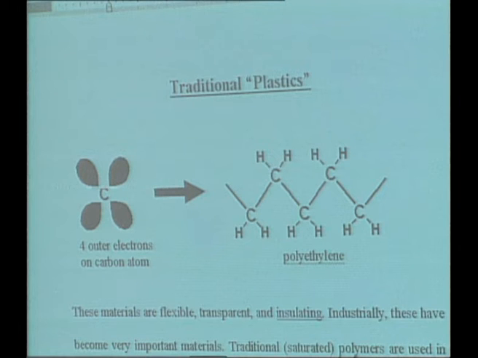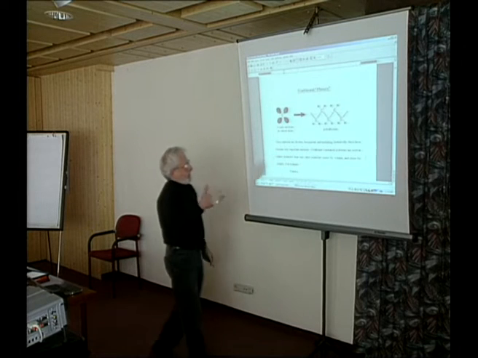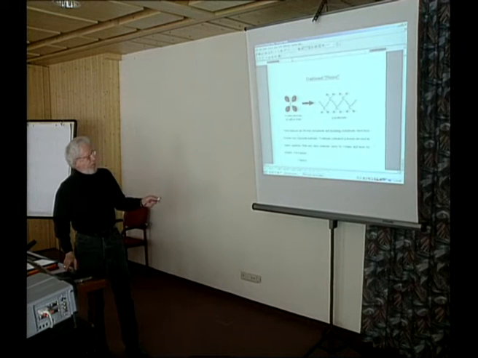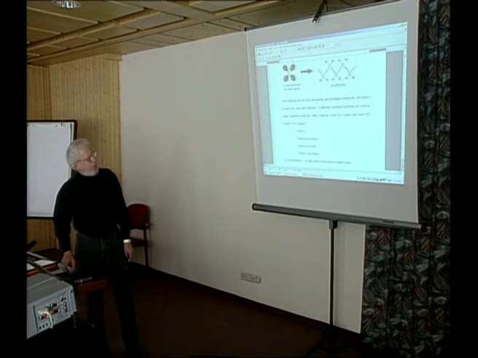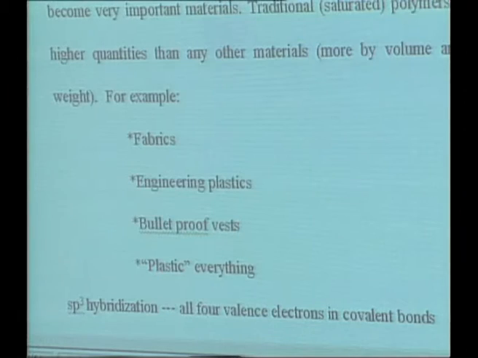This is the classic organic polymer. One can make much more complexity. One can change this, and from such side chains, one can get a variety of properties. We know about them. They're flexible. They're transparent. They're insulating, and they have a remarkable range of properties. They can be made into fabrics, fibers, engineering plastics. They can be very strong.